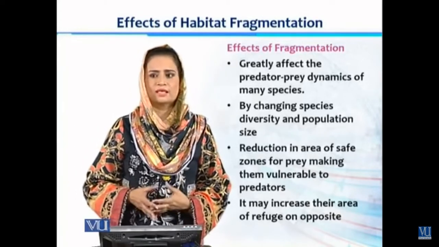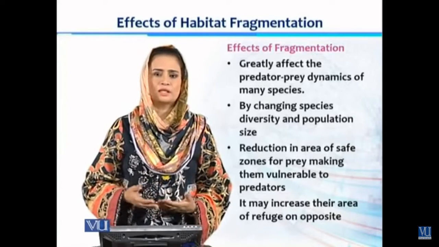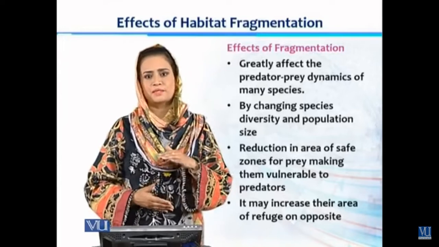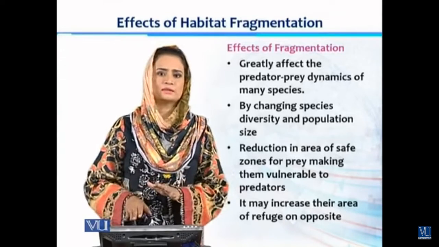That in the case of a smaller area, prey would be safer as compared to the larger area because of the lesser number of predators. But it can be opposite. There might be an imbalance: larger number of predators and smaller number of prey. So the predators, they would eliminate the prey.